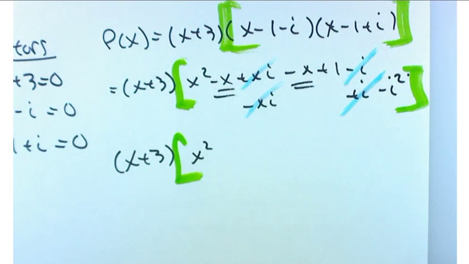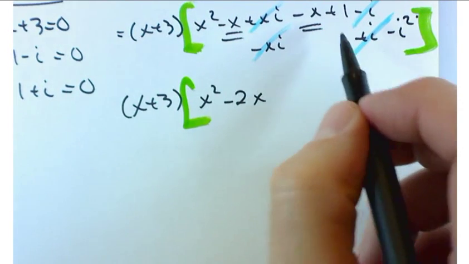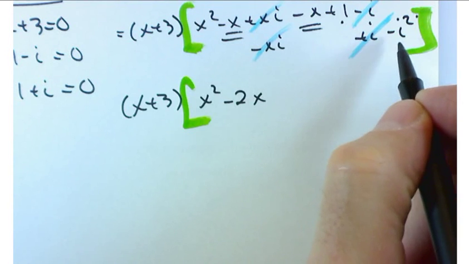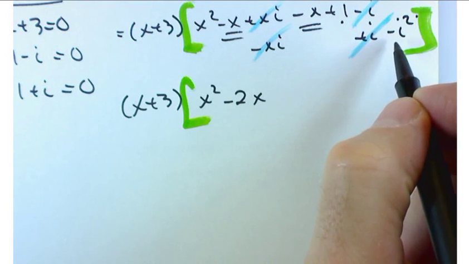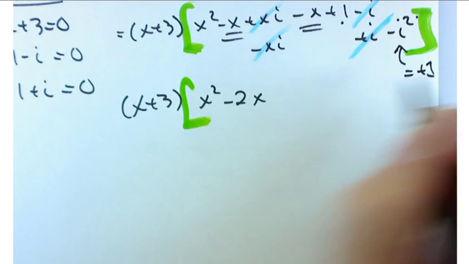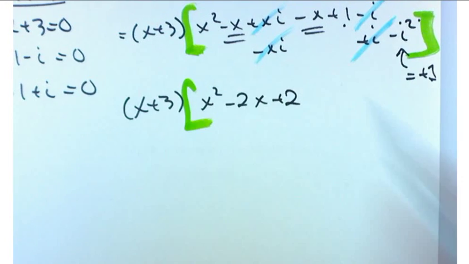That and that are like terms. So there'd be a minus 2x plus 1. What happens to my minus i squared term? Yeah, so plus 1 again is plus 2.